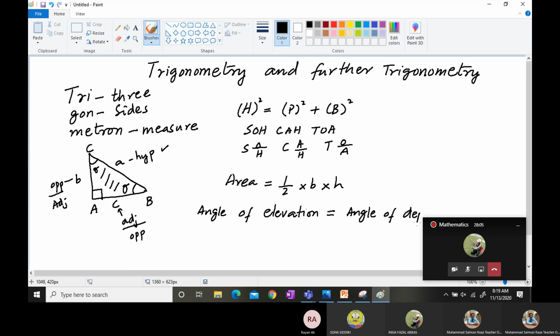And how do we learn about them? Suppose you are looking at this tall building from here, and you have some distance and you are looking at the top of it. The angle which is now being constructed with your eye is known as the angle of elevation. You are here and you are looking at the top of the building, so it is the angle of elevation.